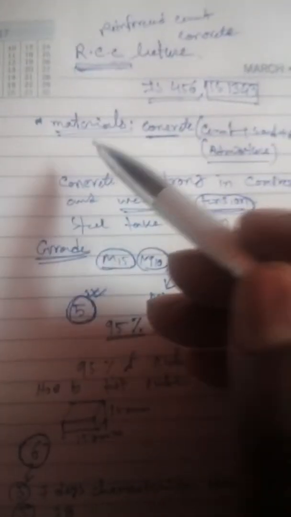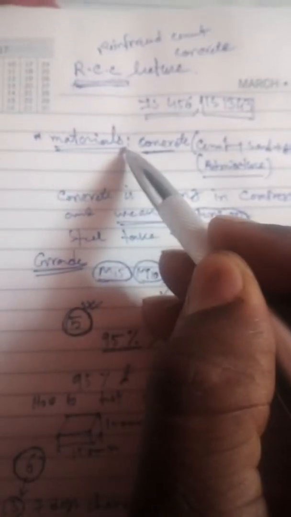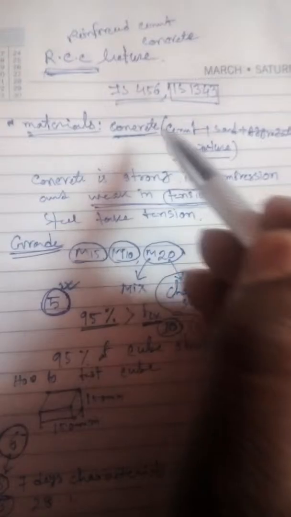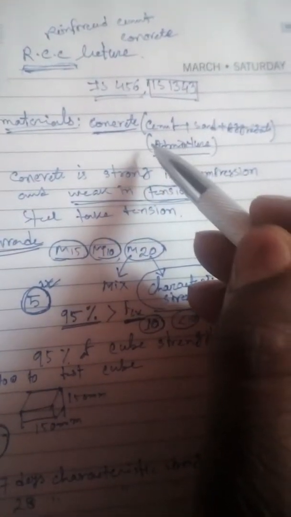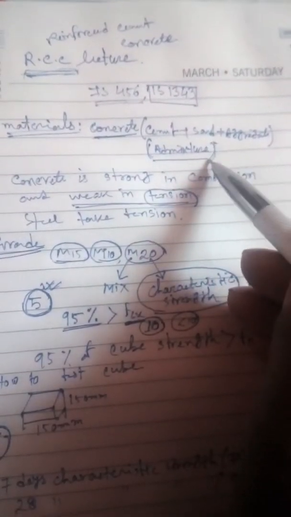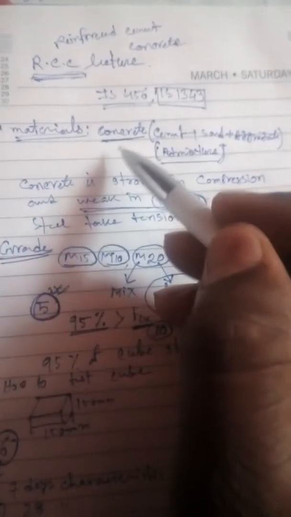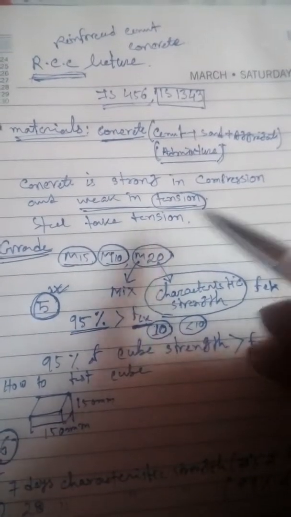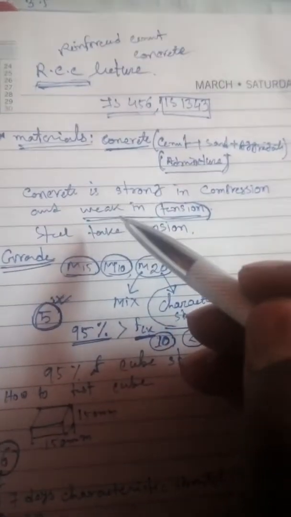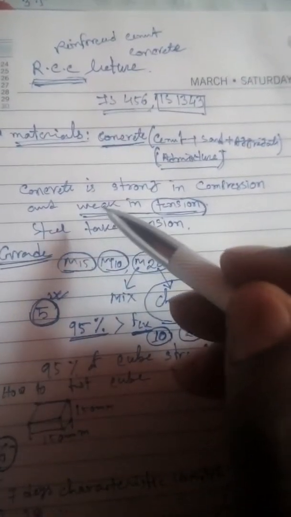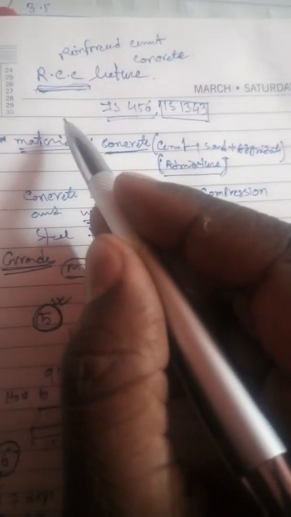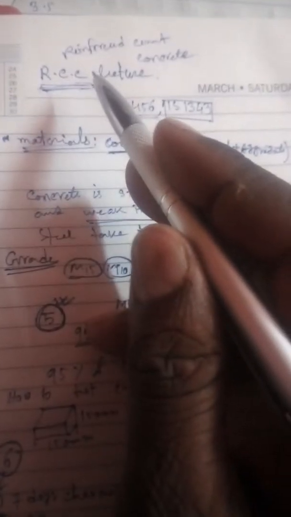So in short, in the case of RCC, the materials used are concrete and steel. Concrete is a mixture of cement, sand and aggregate. Sometimes admixtures are used. Concrete is used because it is strong in compression and weak in tension, and steel is strong in tension and can take both tension as well as compression. So generally in RCC, concrete takes compression and steel takes tension.